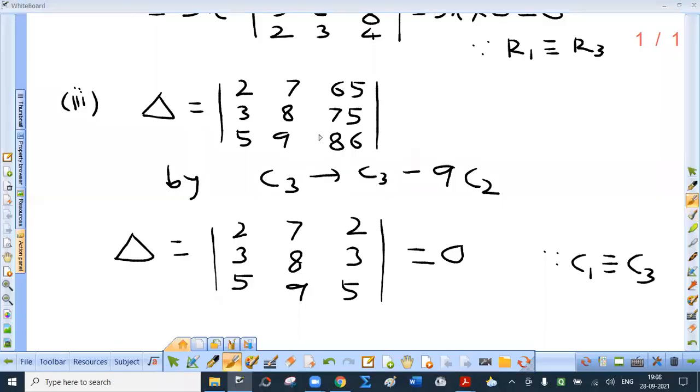Now third one, actually it's a matter of practice, but logic is simple. 65, 75, 86 are big numbers corresponding to these as compared to these rather. So why not subtract multiples of elements in column from third one. So I chose this. C3 changes to C3 minus 9 C2. To the elements in third column, multiples of elements in any column are added. Now don't say it is subtracted. Subtraction is addition only.